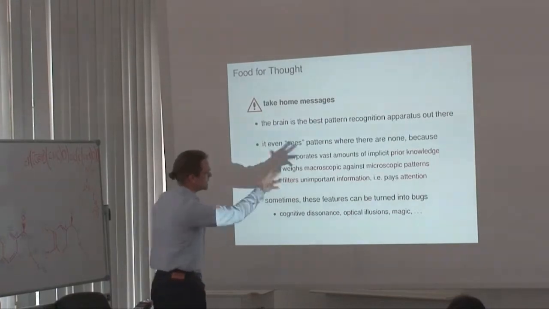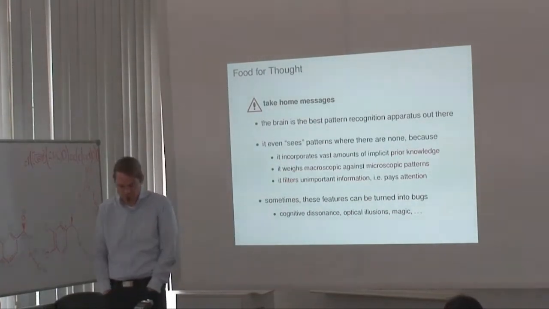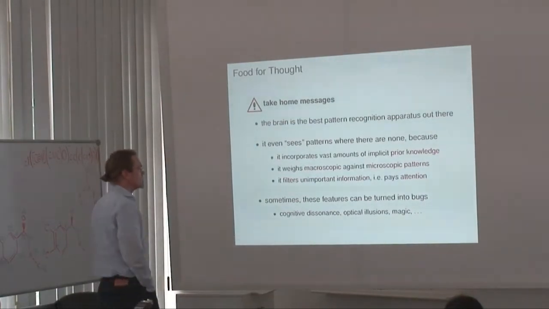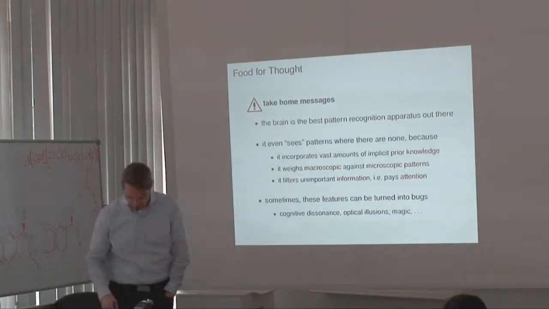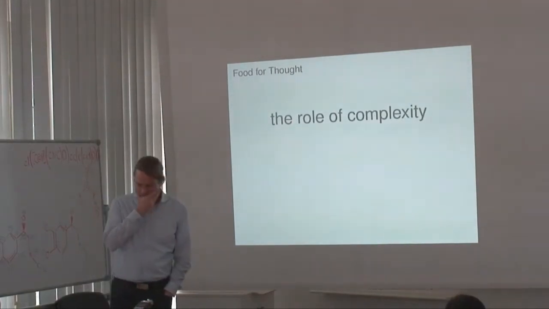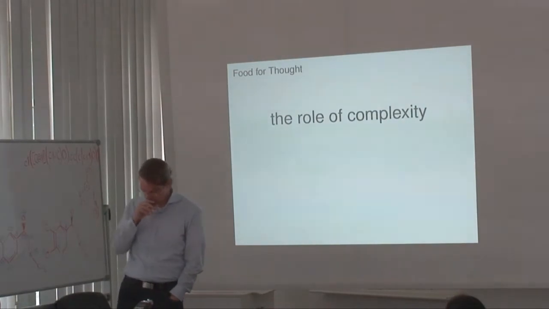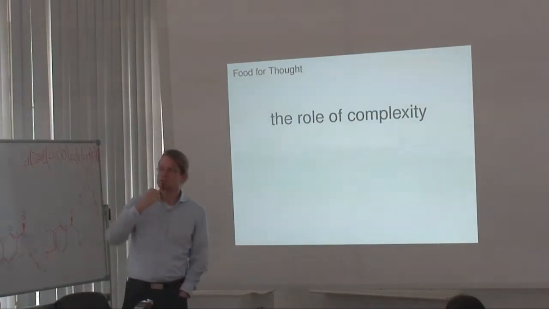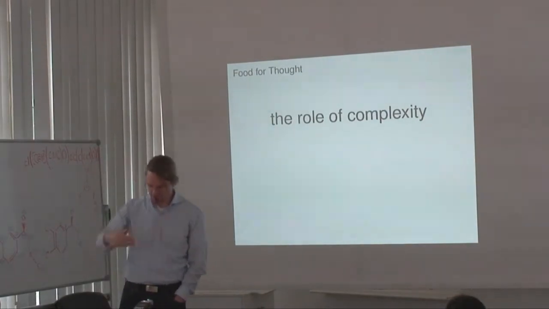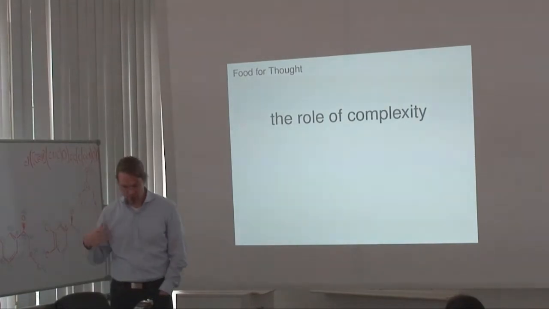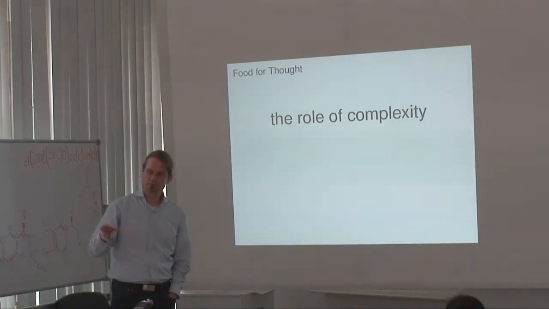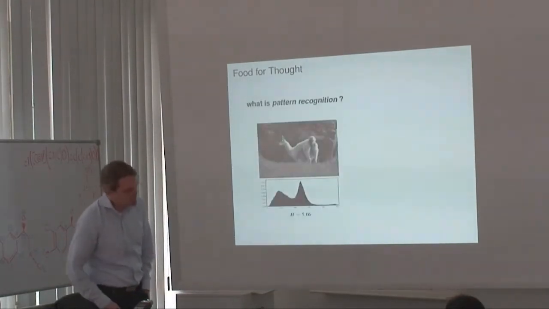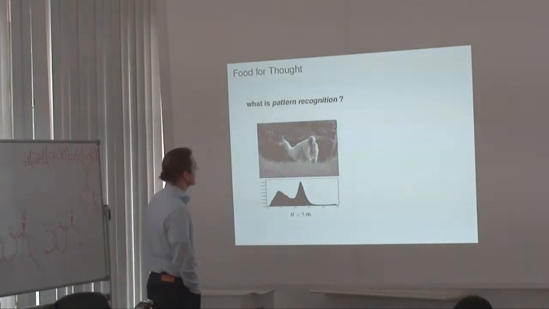And again, here are the mathematical or psychological terms that are important in this context. There's prior knowledge again, macroscopic and microscopic patterns, filtering information, and attention. Okay, when we are talking about attention, I've already said that there's so much information bombarding our brains, we need to filter the unimportant one. Or another way of talking about this would be to say that we need to reduce the complexity of the entirety of what we perceive. And here is a very simple example.